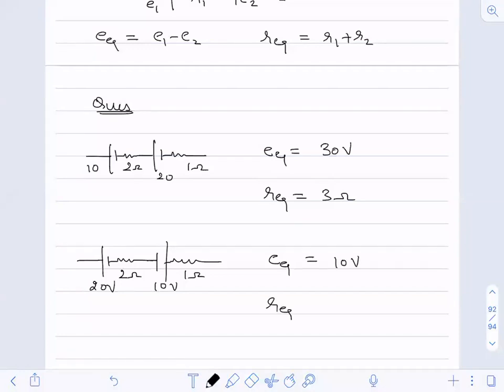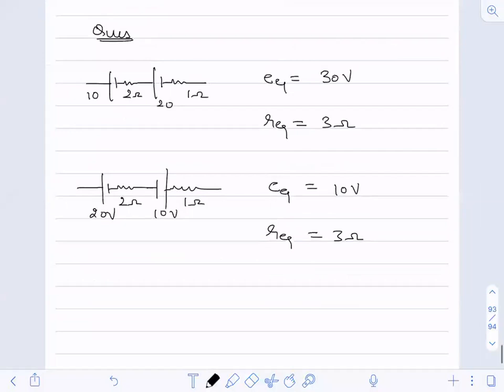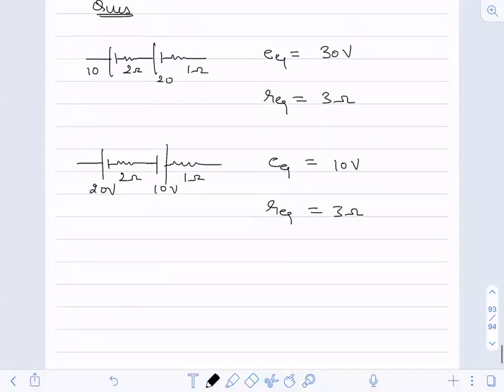What is R equivalent? Is it 1 or 2 or 3? It is still 3. So what can I say now by looking at these examples?